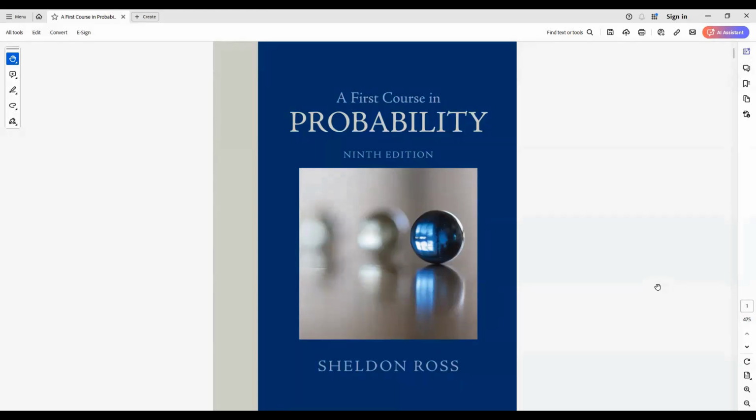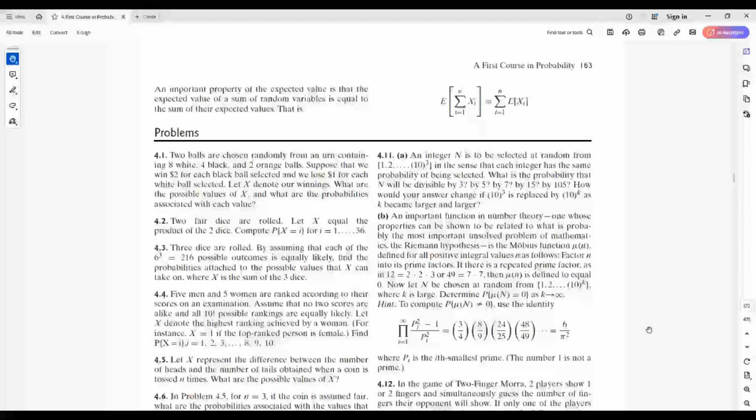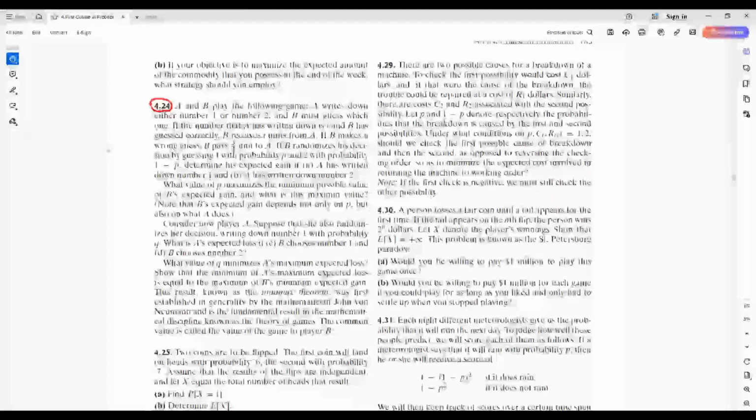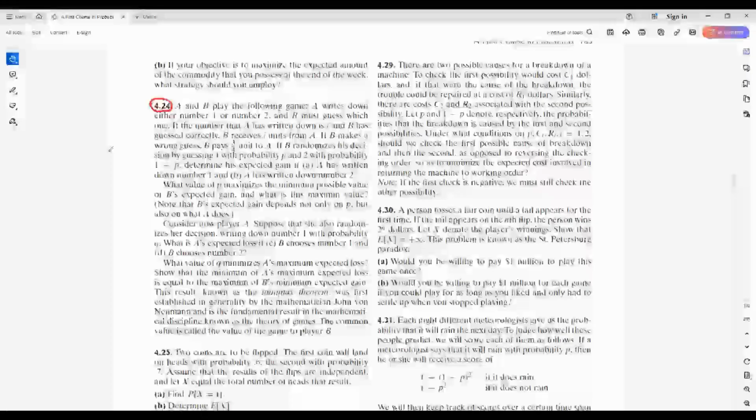Hi, questions in probability in this textbook. Problems in Chapter 4. Problem 4.24.